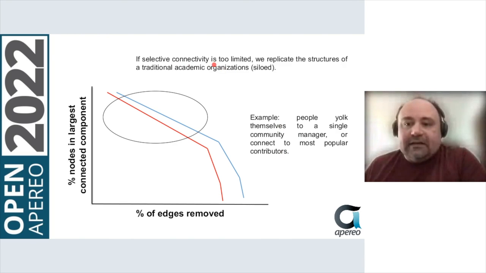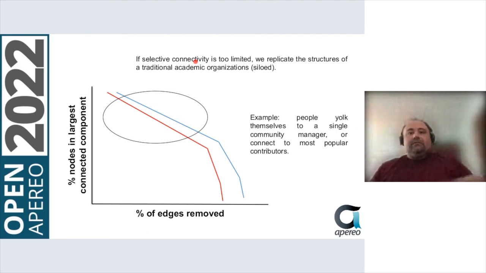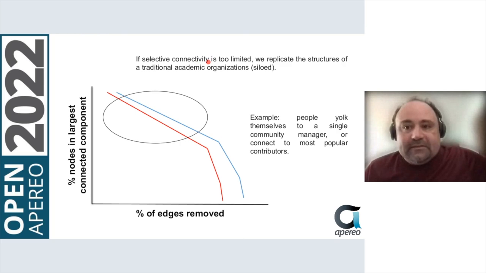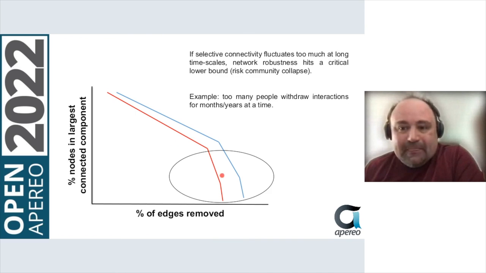This is if selective connectivity is too limited. We tend to replicate the structures of a traditional academic organization. So if you don't give people guidance, or you give them too much guidance and don't let them form their own path, and that cuts off how they're self-selecting their connectivity, then you can end up with this kind of situation. It's not ideal because it doesn't really unlock the power of these centered organizations, in my opinion. This regime is maybe a little bit suboptimal as well.